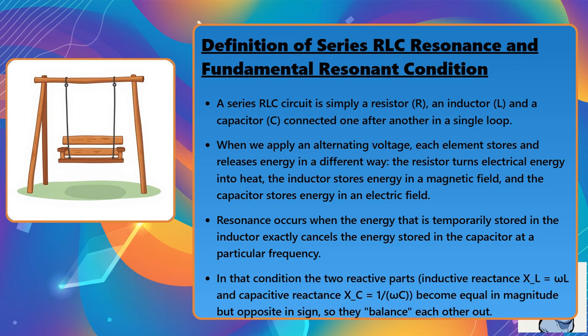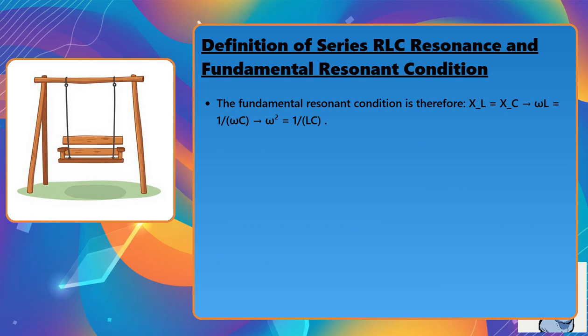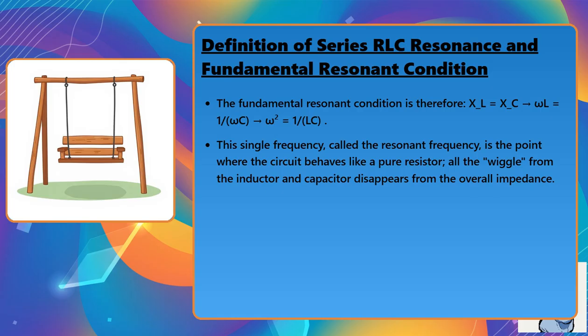In that condition, the two reactive parts, inductive reactance X sub L equals omega L and capacitive reactance X sub C equals 1 over omega C, become equal in magnitude but opposite in sign, so they balance each other out. The fundamental resonant condition is therefore X sub L equals X sub C, omega L equals 1 over omega C, omega squared equals 1 over LC. This single frequency, called the resonant frequency, is the point where the circuit behaves like a pure resistor. All the wiggle from the inductor and capacitor disappears from the overall impedance.